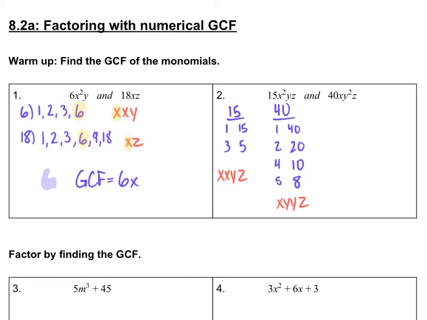So we're looking at the numerical GCF. I see that the biggest one they have in common is 5. And then what variables do they have in common? Well, here we have an x times y, and here we have an x times y. But we also have a z in both of them. So our GCF is 5xyz.